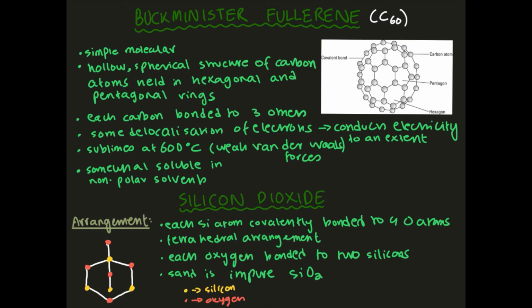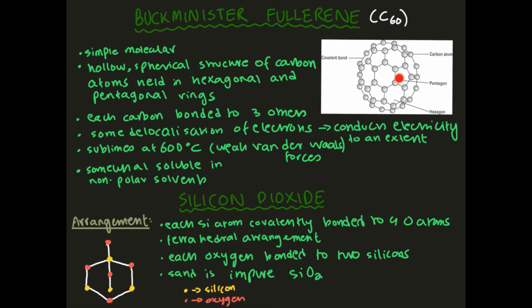So the next allotrope of carbon that we're going to be talking about is Buckminster fullerene, also known as Buckyball, and the chemical formula for this is C60. Unlike diamond and graphite, this is not a giant molecular structure, it is simple molecular. And now we're going to be discussing this in a little bit more detail. So this is a hollow spherical structure of carbon atoms that are held in hexagonal and pentagonal rings.